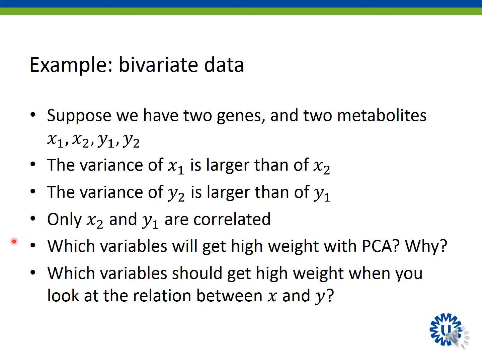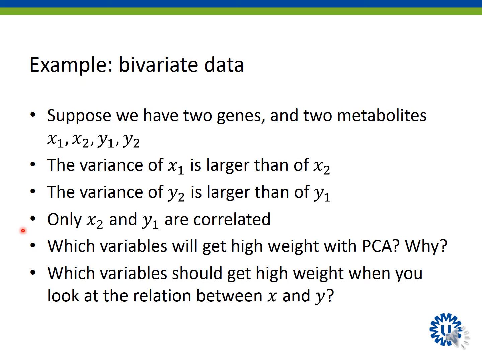Now if we apply PCA to the data matrix X, consisting of X1 and X2, which variables will get high weight? The answer is X1, because it has a higher variance. Similarly, Y2 will get a high weight if you apply PCA to the metabolite dataset. However, when you're interested in the relation between X and Y, which variables should get high weight? Here the answer is X2 and Y1.